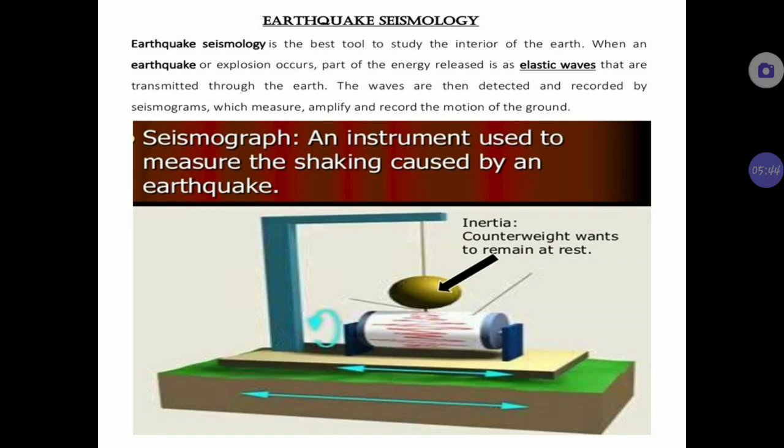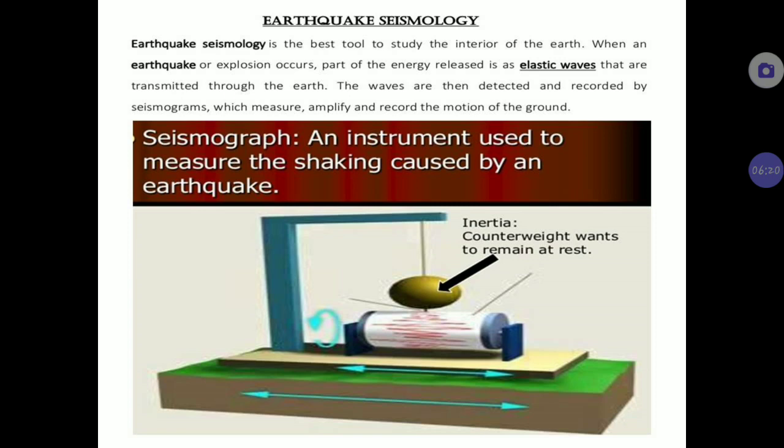Next, we have discussed about an important topic, which is earthquake seismology. Earthquake seismology is the best tool to study the interior of the earth. When an earthquake or explosion occurs, part of the energy is released as elastic waves. So here we have discussed about seismograph. It is a very important question, so for that we have to explain the diagram and how it works. Seismograph is an instrument used to measure the shaking caused by the earthquake.